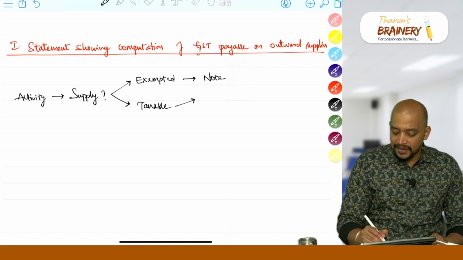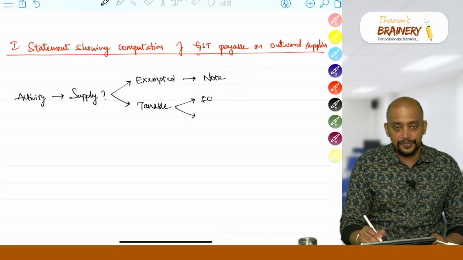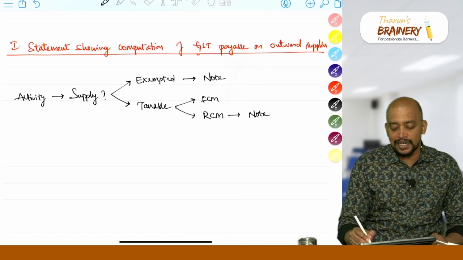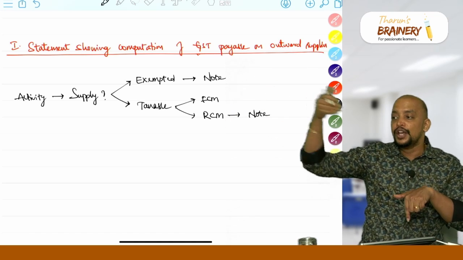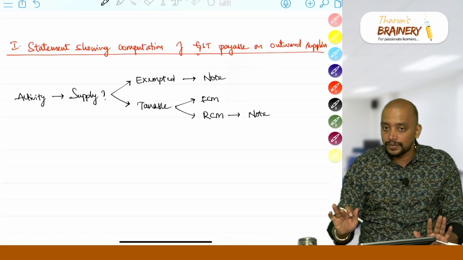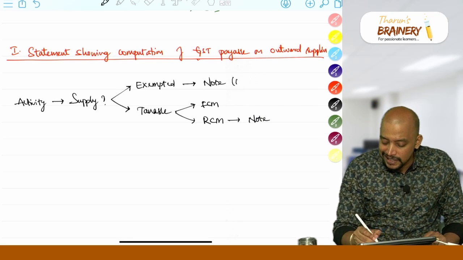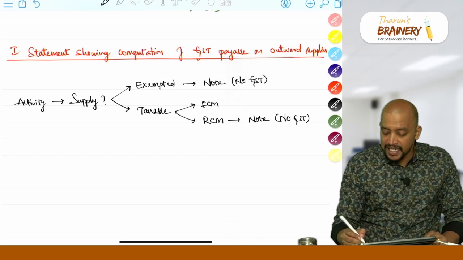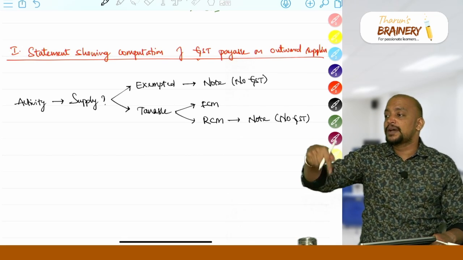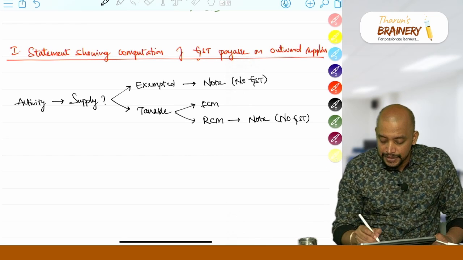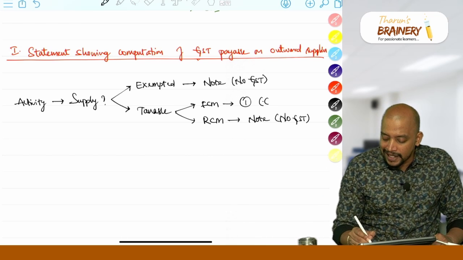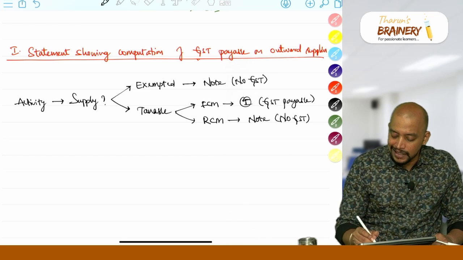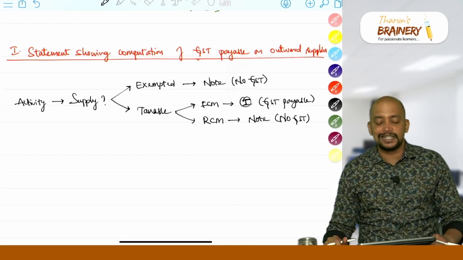then again you check is it FCM or RCM. If it is RCM, just write a note, because it is not liable in the hands of the supplier, it is liable in the hands of the recipient. Don't add it to the liability of the supplier, just write the note. You got it? And in these two cases there is no GST. Whereas if it is FCM, then add it to the liability in statement 1, correct? So in statement 1 you need to add the GST payable. Is it clear?